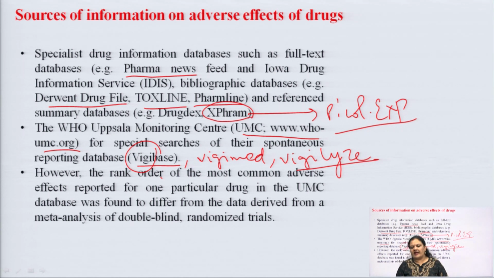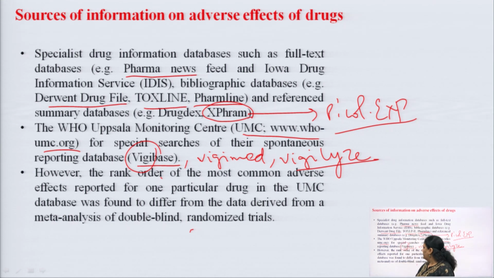However, the rank order of the most common adverse drug effects or events reported for one particular single drug and reached to the UMC database. How does it reach the UMC database? After several rounds of reviewing and referencing. When it reaches the Uppsala Monitoring Center database, it was found to differ from the data derived from a meta-analysis of double-blind and randomized trials.